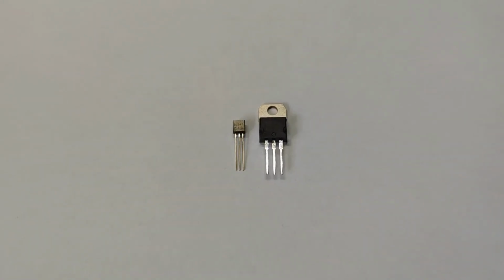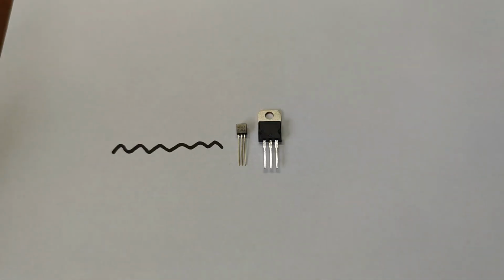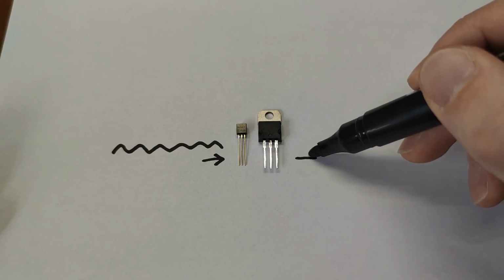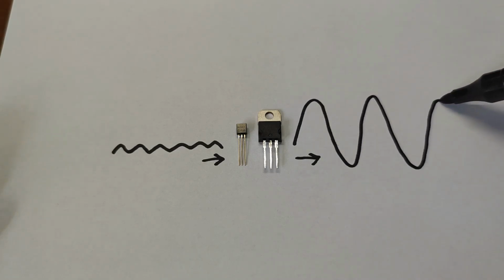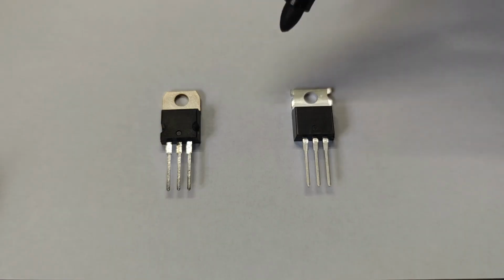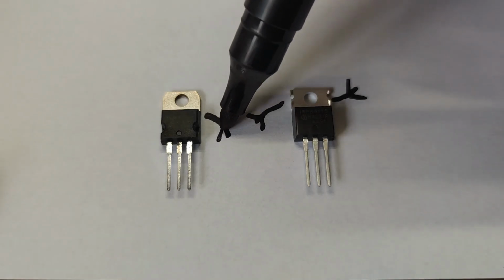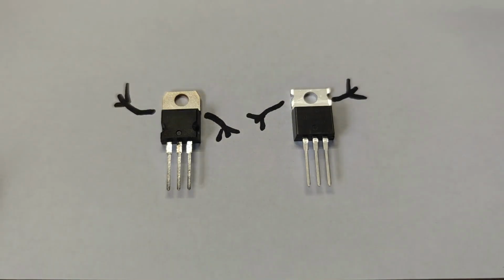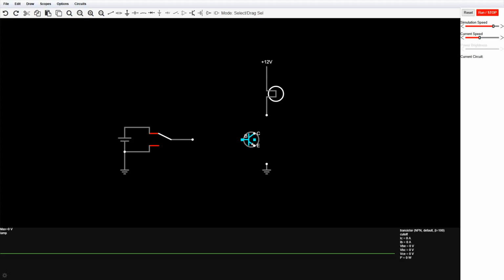Enter the transistor. A transistor takes a tiny signal and turns it into a stronger one. Exactly what we need. I will show you two main types and how to connect them to a microcontroller: bipolar and field effect. A bipolar transistor has three pins: base, emitter, and collector.